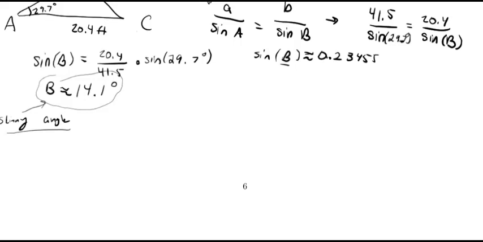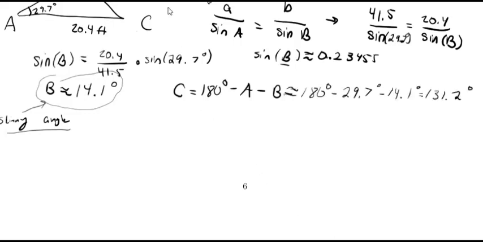Anyways, so I go ahead and figure out what C is. It's basically just going to be the same thing as 180 degrees minus my other known angles, A and B. Plug some stuff in, and we end up getting that the missing angle for C is 131.2 degrees.